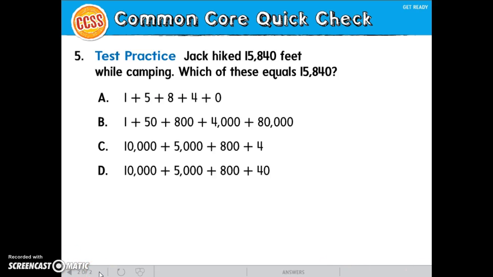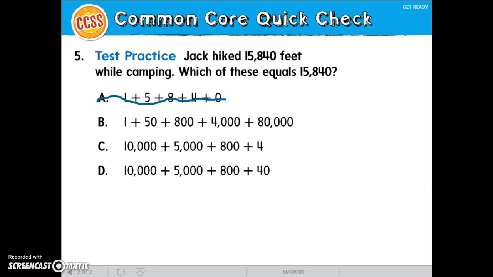Here we go. Jack hiked 15,840 feet while he was camping. Which of these equals 15,840? Oh, I see one in particular I can eliminate right away because I know if I add 1 plus 5, that's 6. 6 plus 8 gives me 14. 14 plus 4 is 18. Ooh, that is totally off. So I'll eliminate 1 for you.